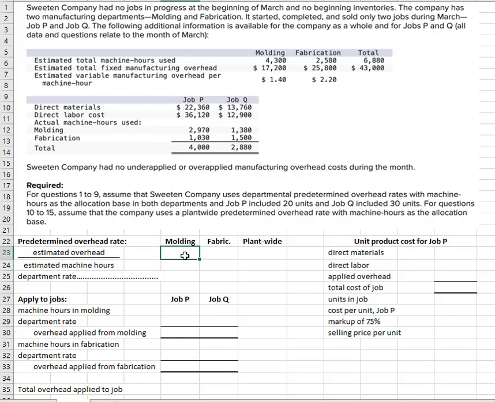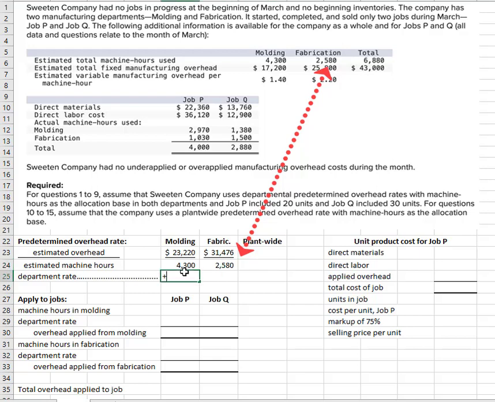So in molding, what is their estimated, expected, or budgeted overhead? Well, it's the $1.40 times the machine hours that they had, plus their fixed overhead. So their total overhead is the variable plus the fixed. All right, what about in fabrication? Theirs is $2.20 for each hour, times the number of hours, and then their fixed is $25,800. And then their various hours, 4,300 in molding and 2,580 in fabrication.